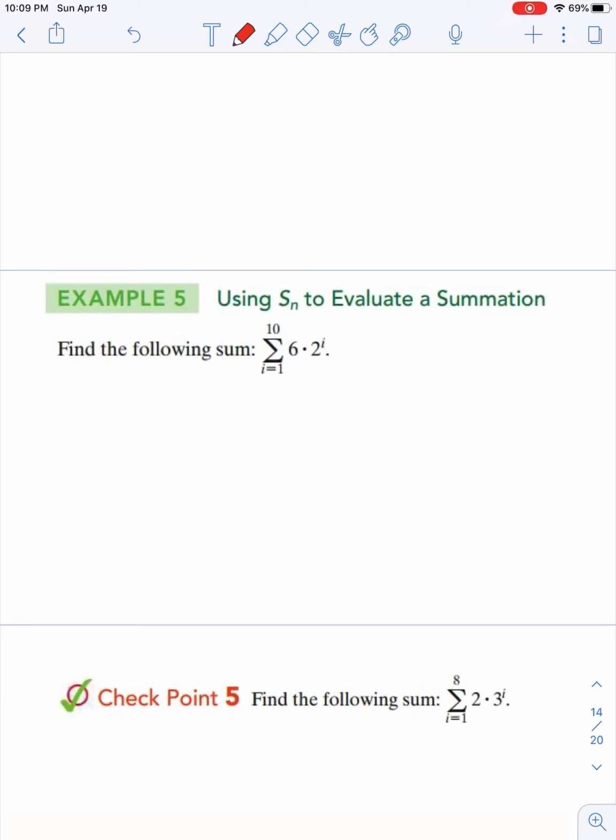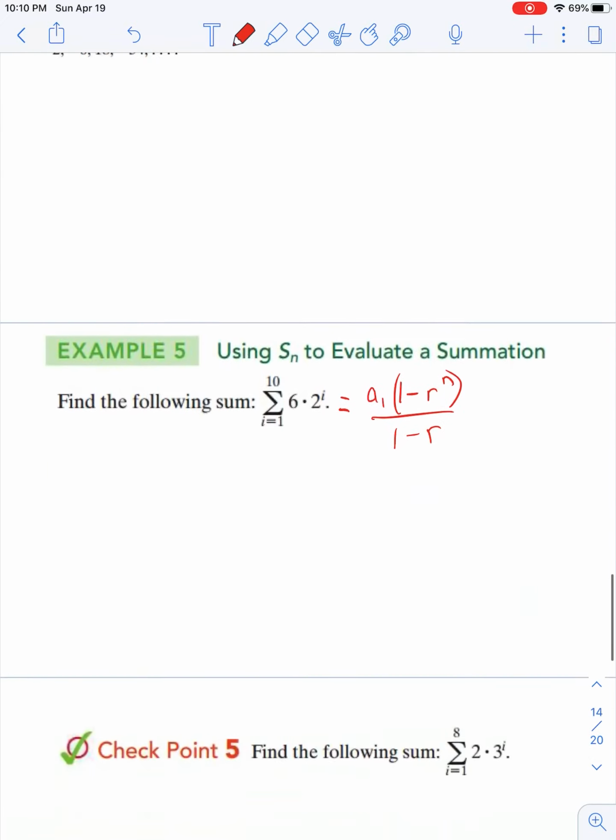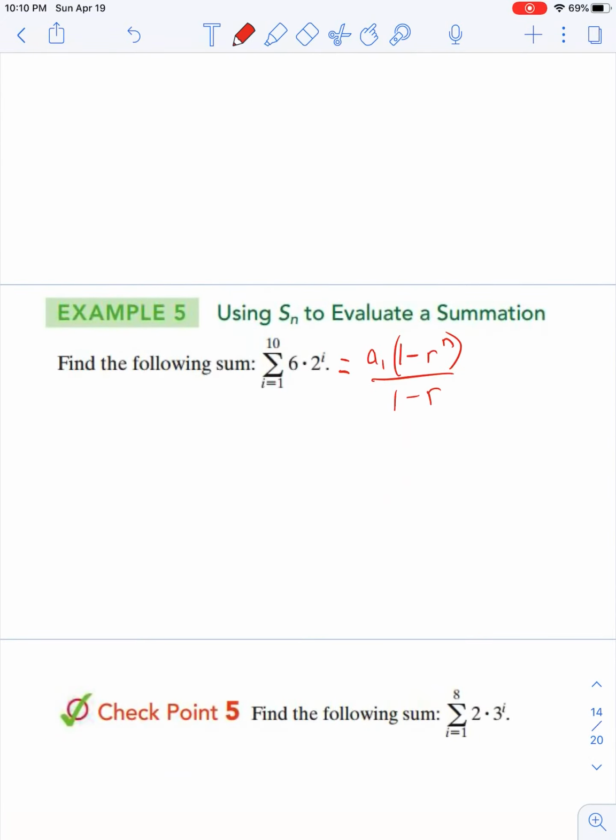All right. So what we're going to be doing now is using our Riemann sum here, and we're going to do the same exact thing. But now we have to identify all of our pieces. So we know that this is going to be equal to, we're going to plug directly into it, a sub 1 times 1 minus r to the power of n all over 1 minus r. Okay, it's the exact same form that we have from right up above. So we have to determine what all these pieces are.